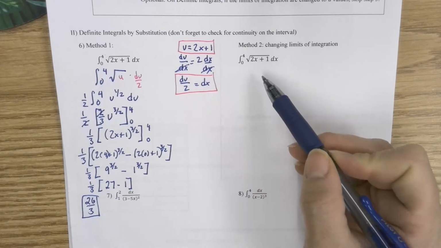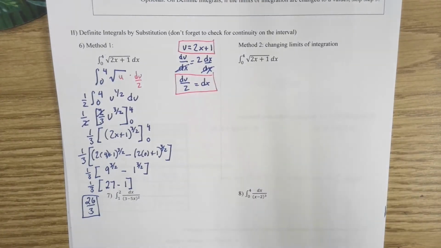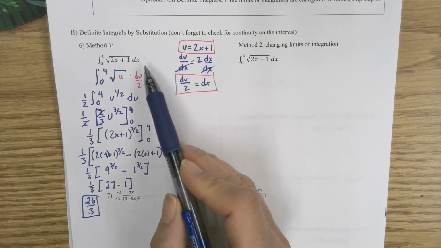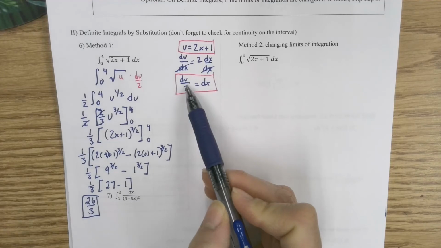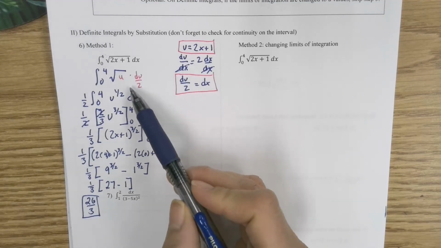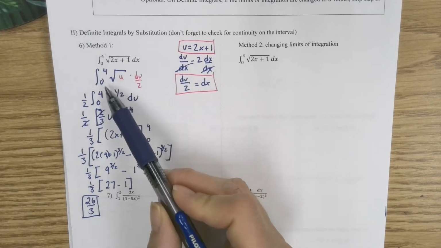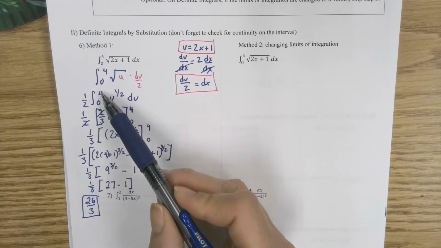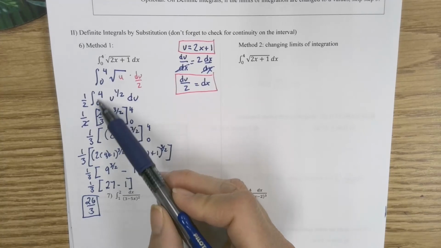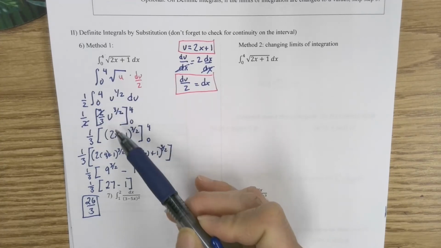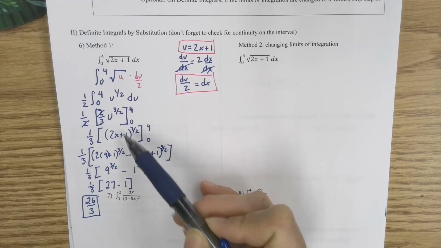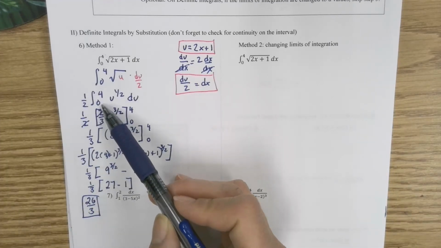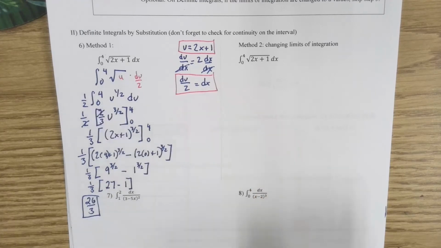This is method 2. And the main difference, we're going to start it out the same way. I'm going to substitute in the exact same u expression, the exact same dx expression, but my limits of integration go from 0 to 4, and those are x values, that requires that I switch back to x in order to substitute those in. Well, what if I changed my limits from x values over to u values? So this is method 2.